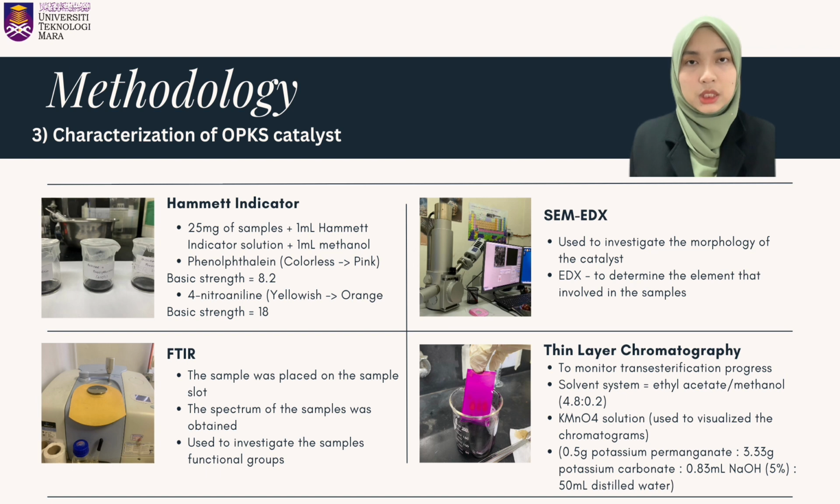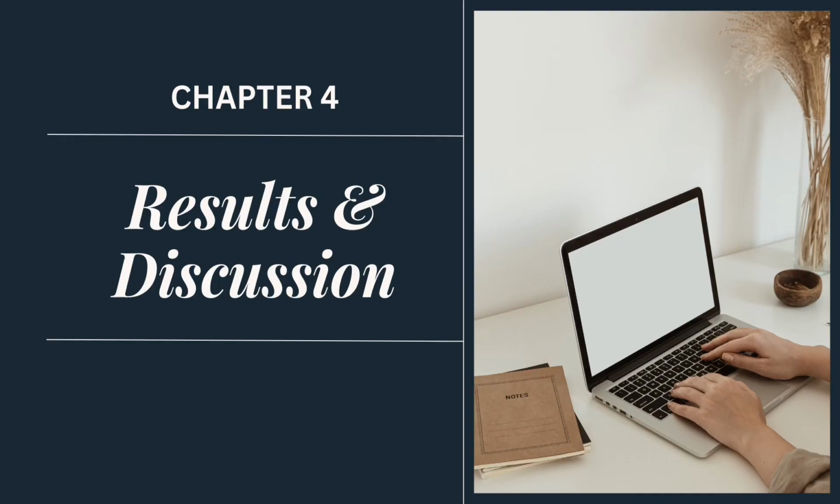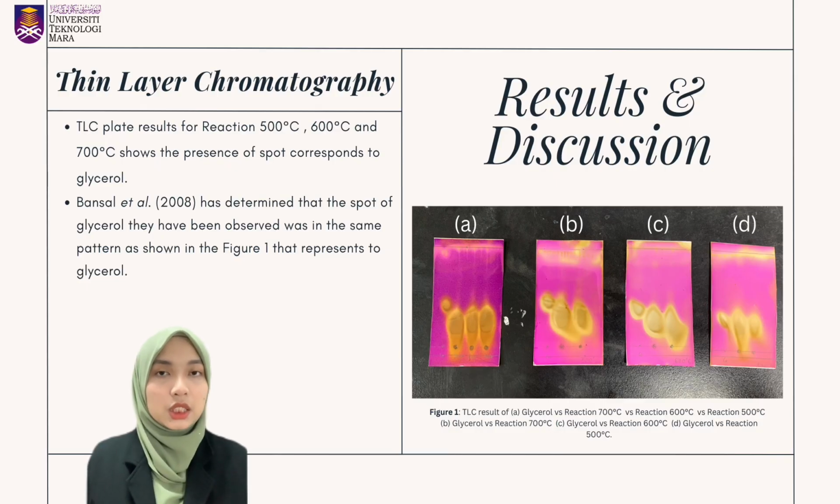The solvent system used was ethyl acetate and methanol with the ratio 4.4 and 0.2. The KMnO4 solution was also used to visualize the chromatograms. The KMnO4 solution contains 0.5 gram potassium permanganate, 3.33 gram potassium carbonate, 0.83 ml of 5% sodium hydroxide and 50 ml of distilled water. Next is results and discussion.